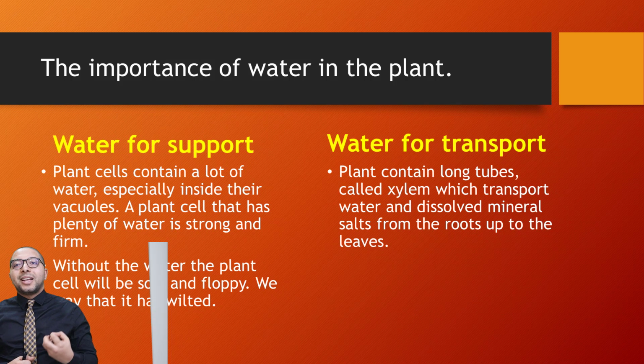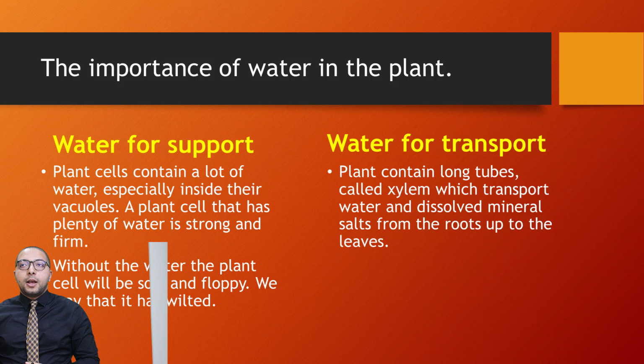In other words, we can call it wilted. The plant will be wilted because there is nothing inside the cell to fill it up, so it's going to get smaller and get soft and floppy. That's water for support.